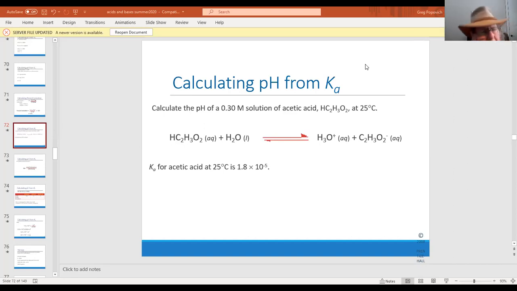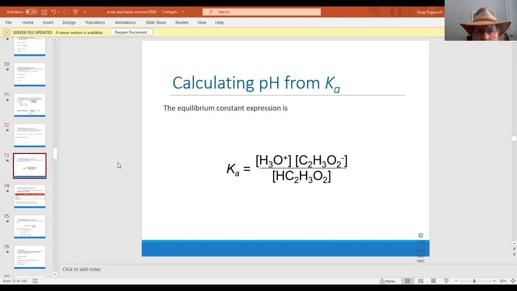If this was an equilibrium, and it is, can you tell me what Kc would be? Kc would be products over reactants. So H3O plus times C2H3O2 minus over HC2H3O2. That's what I'm asking for when I say what is the equilibrium expression. So I've got my equilibrium expression, which is this. Now we're going to put in the ICE diagram.